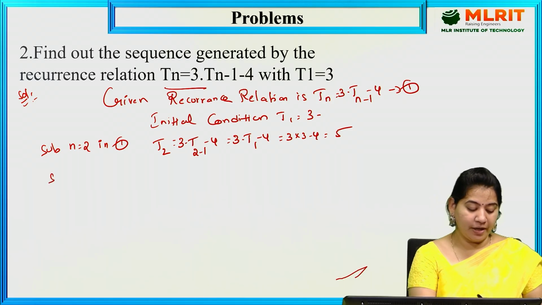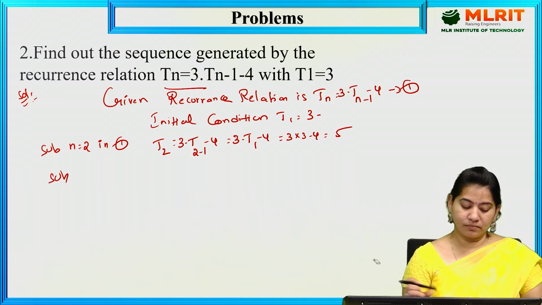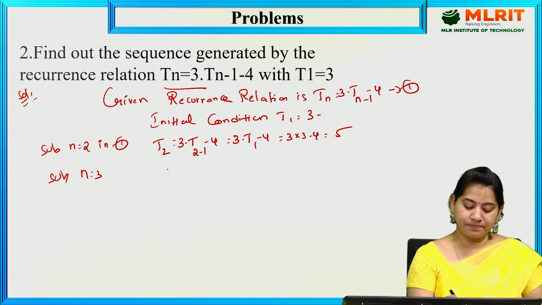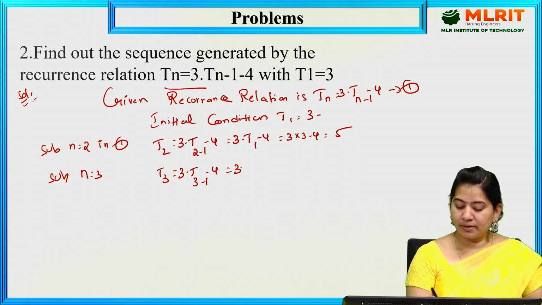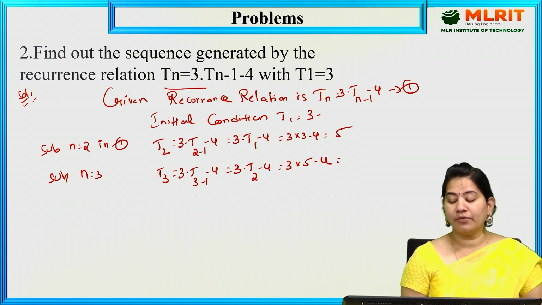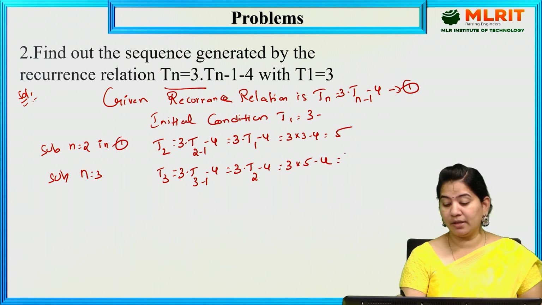In the same way, n is equal to 3. Then you will get T3 is equal to 3 into T3 minus 1 minus 4, which is 3 into T2 minus 4. So 3 into 5 minus 4. 5 threes are 15, and 15 minus 4 is 11 that you will get here.